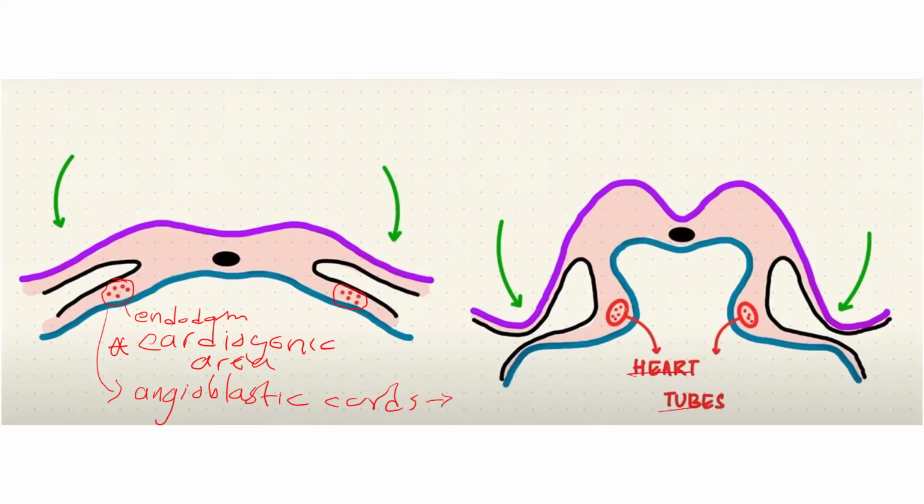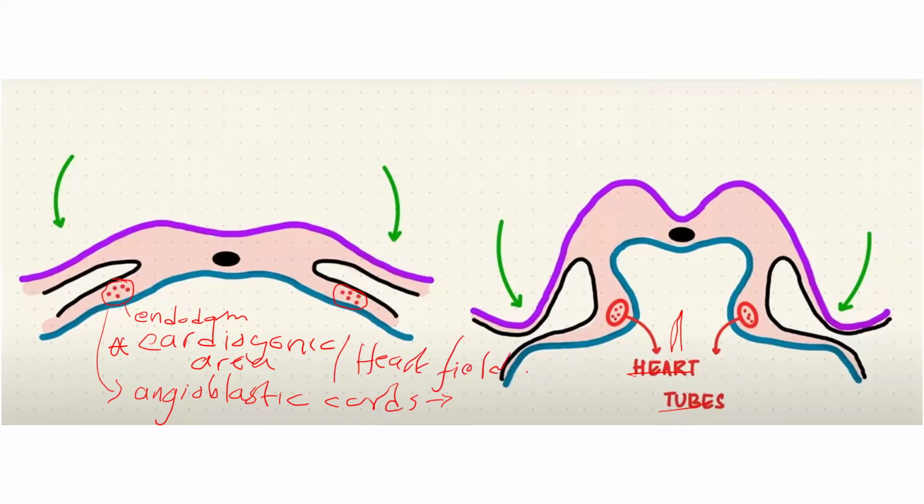Initially, you have two heart tubes, but during lateral folding, the two heart tubes approximate to the central part and fuse to form one single heart tube. So I have described the formation of the heart tube. That process is angiogenesis: formation of angioblasts, which fuse to form angioblastic cords, which canalize to give rise to the heart tubes within the cardiogenic area, which can also be known as the heart field.